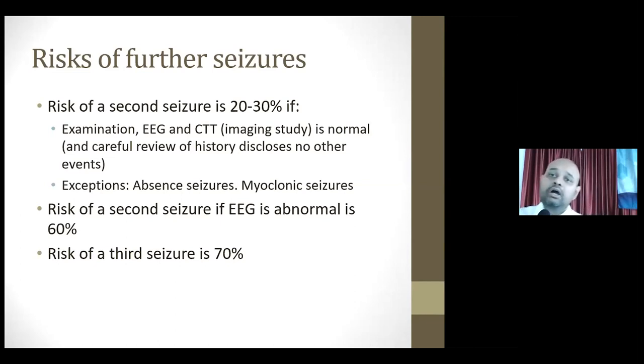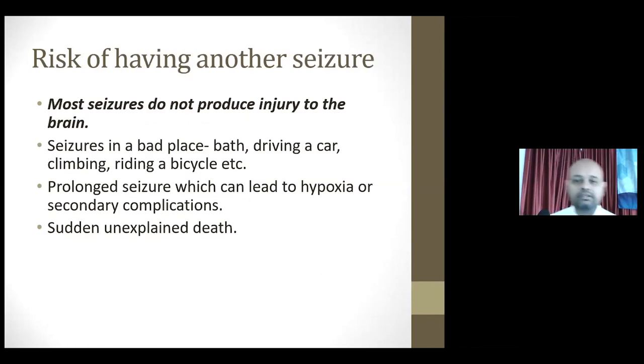So how does this risk of seizure increase to more than 60% after a single seizure? If the patient has a structural lesion, if the patient has EEG changes, specifically generalized epileptiform discharges, if the patient has nocturnal seizures, they are more likely to have recurrence. And that's how you risk stratify the risk of having another seizure.